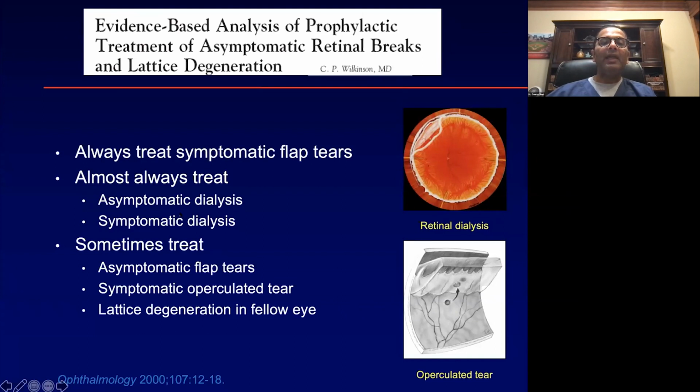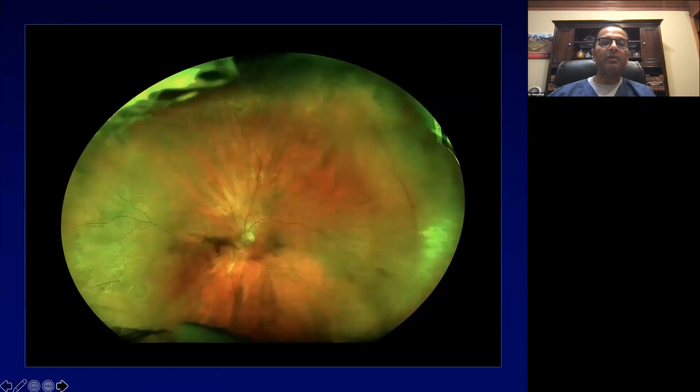We treat asymptomatic dialysis. Sometimes we'll treat asymptomatic flap tears if they're going to undergo cataract surgery, but we typically don't treat asymptomatic tears or even lattice in the fellow eye if the patient has had a detachment, except if they have a giant retinal tear. And certainly, if the patient wants treatment for lattice in the other eye, I don't think there's anything wrong with that. Some patients don't want treatment in the other eye, and others do. But certainly, if they have a flap tear, we treat those patients.